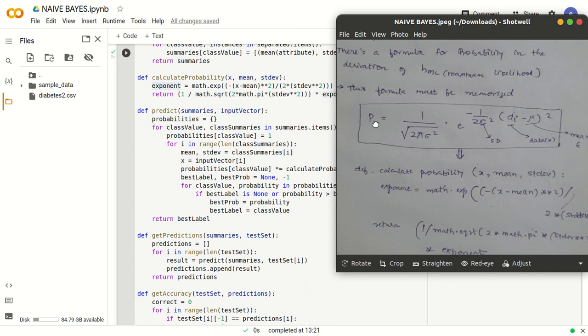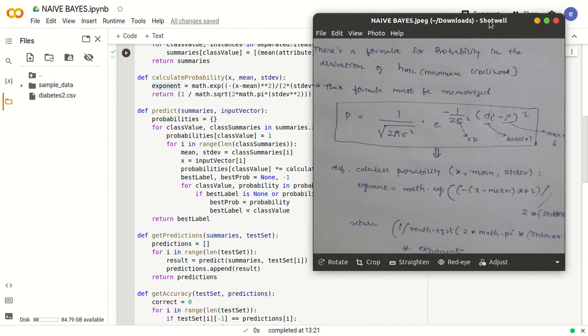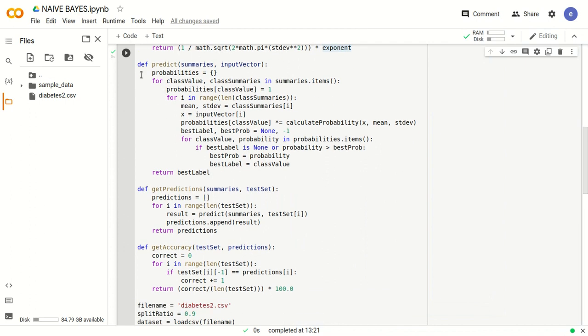Then before returning, this is the ultimate return value p. We are returning 1 by math.sqrt of 2 times pi. In order to get the value of pi, we use the math module, that is math.pi, multiplied with the standard deviation squared. So if we remember this formula, writing this part of the code is easy. It is just the translation into Python. So we have understood this function, which is very essential. After this we will just see the remaining part of the code.